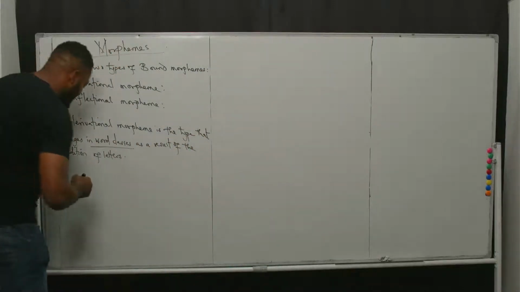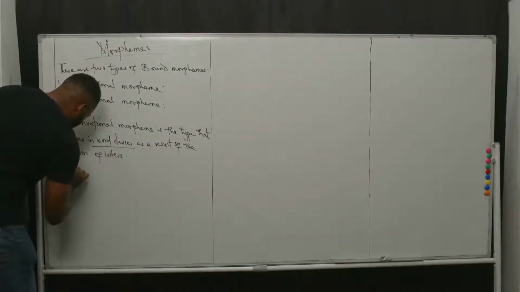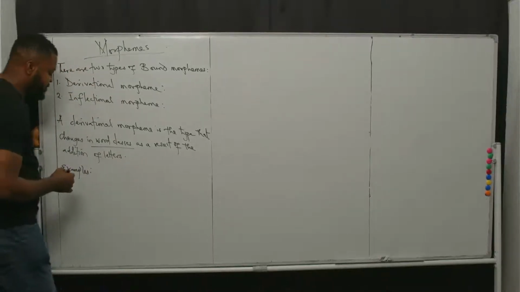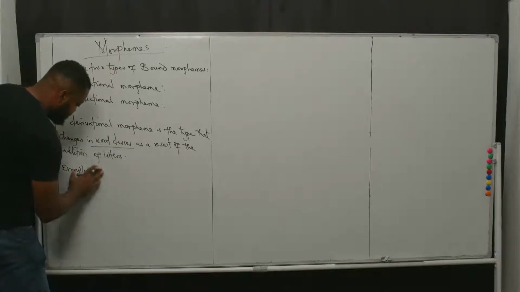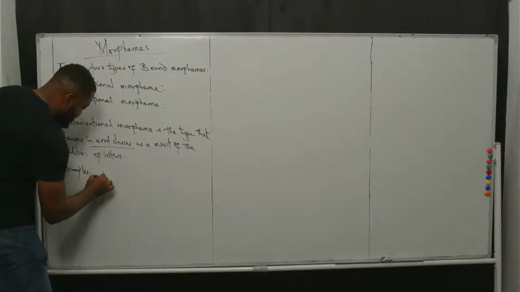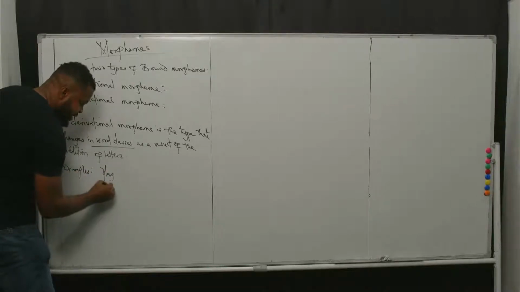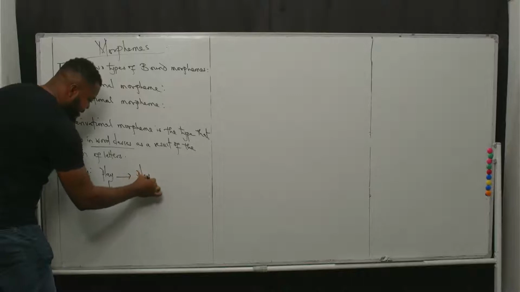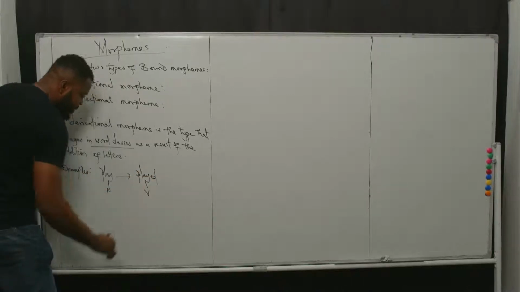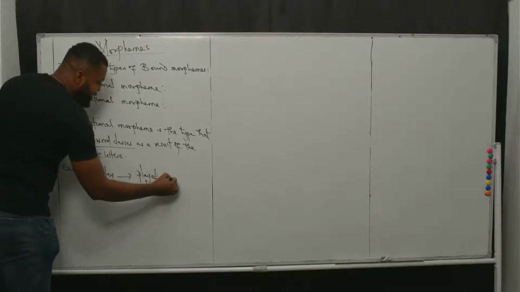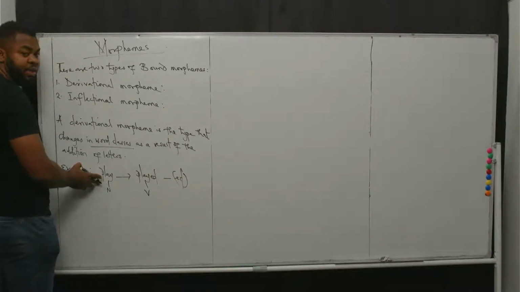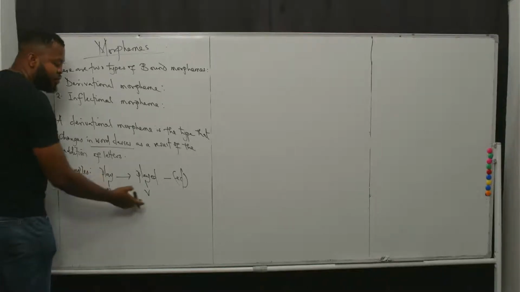Okay, let's take examples. So here we have play as a noun. I can change it to played as a verb. What happens? Because I added the letter ed to the word play, I've been able to change it to what? From a noun to a verb.